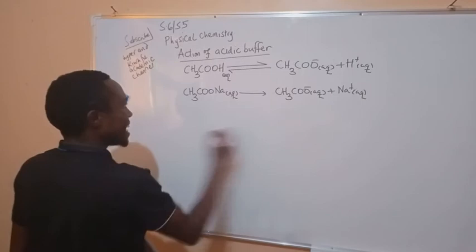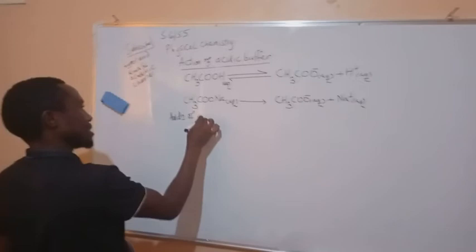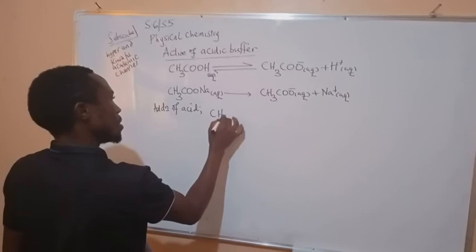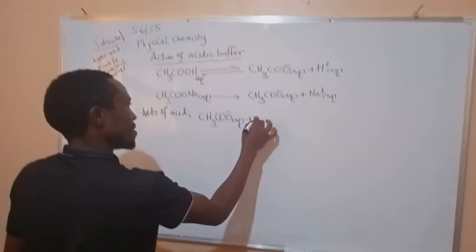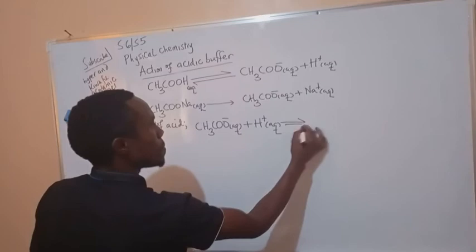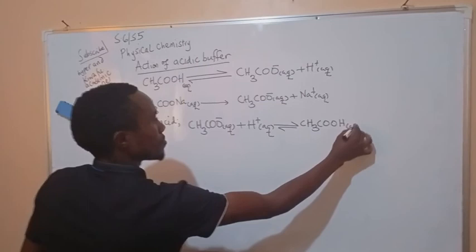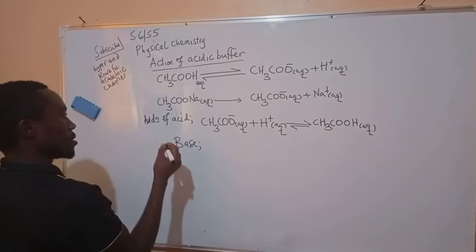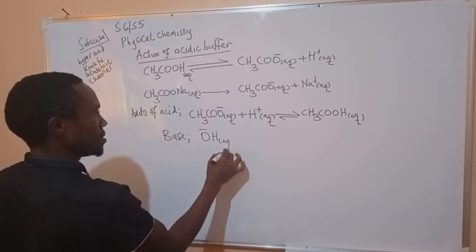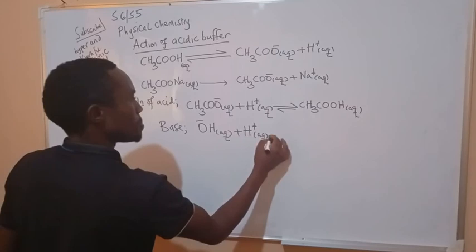Now, when you add an acid, the acid has got hydrogen ions, so ethanoate ions from the salt will react with the hydrogen ions from the acid which you're adding to form ethanoic acid. And when you add a base, we said the basic ions, which are the hydroxide ions, react with the hydrogen ions from partial dissociation of an acid, producing water.